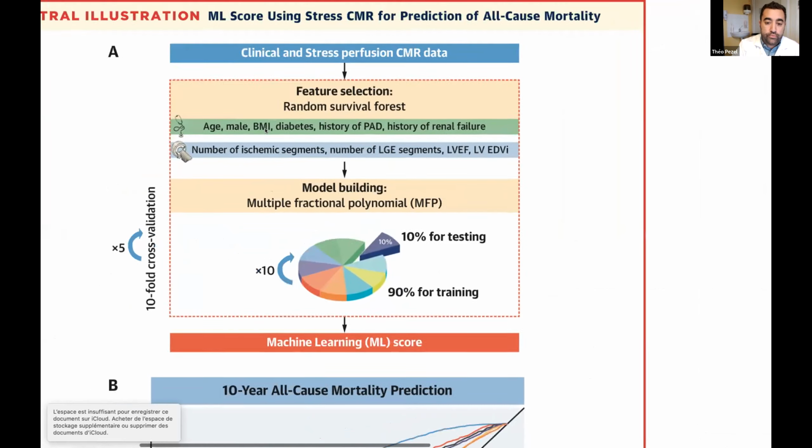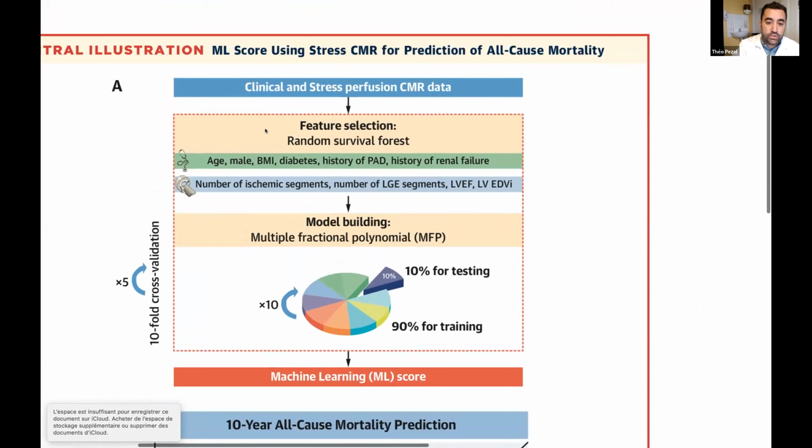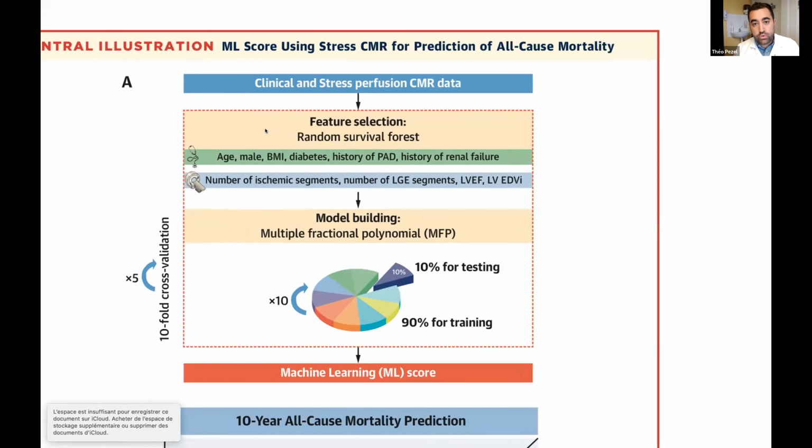Before going to the main results of the study, it's important to remind the principle of machine learning. There are two different, very important steps. The first one is the feature selection. The second one, the model building. These two steps are important to have, at the end, the best performance in terms of prediction of death. In our case, we used, exactly as my prior speaker, a random survival forest.